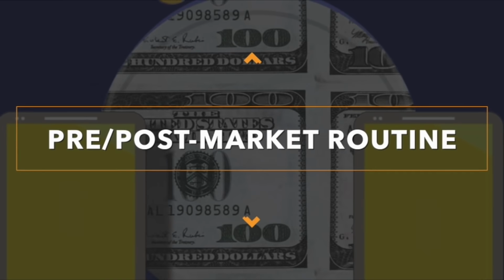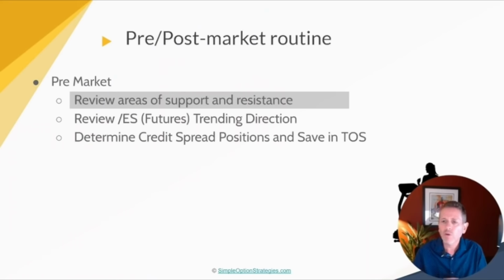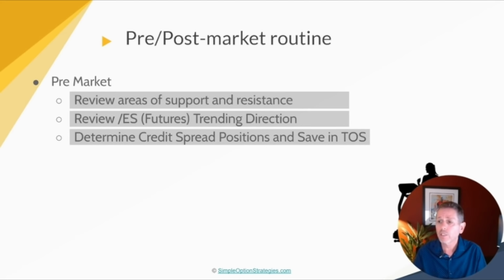Pre and post market routine real quickly here. Review areas of support and resistance, because that's how I figure out where I'm going to take a loss on my trade, identifying those areas. Review ES futures, the trending direction, because SPX doesn't trade all night long. It trades during the day. And then ES trades basically all night long from Monday through Friday. Determine your credit spreads before you actually enter your trades, before the market opens, so that you have an understanding of where you're going to put those trades on.